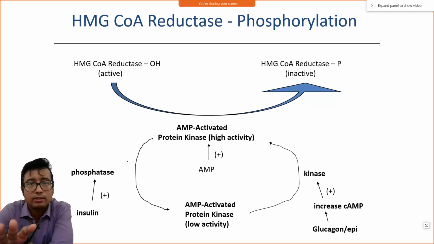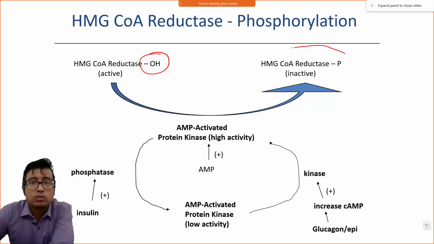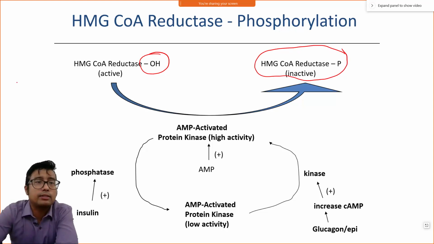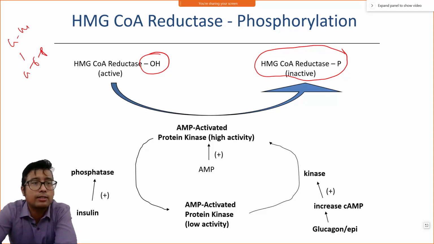Now you can take a screenshot, you can see your book, or you can draw on your own looking at this. See the HMG CoA reductase: the OH form means dephosphorylated form, which is active, and this P is the phosphorylated form. Now tell me, phosphorylation is done by what class of enzyme? Glucose to glucose 6 phosphate. Which enzyme does that? Who will be doing this? Hexokinase or glucokinase. All right, absolutely right.